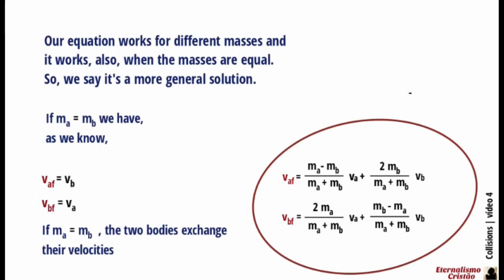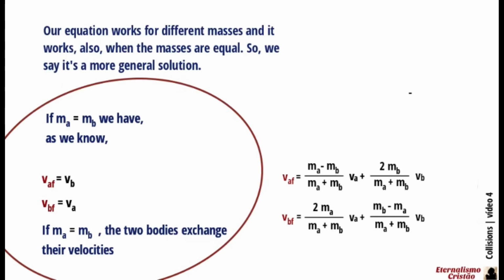Our equation works for different masses and it works, also, when the masses are equal, the situation we dealt with in the previous video. So, we say it's a more general solution. If the two masses are equal, the two bodies exchange their velocities during collision, as you already know.